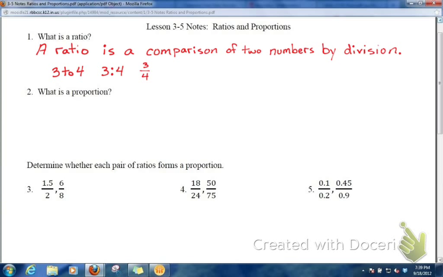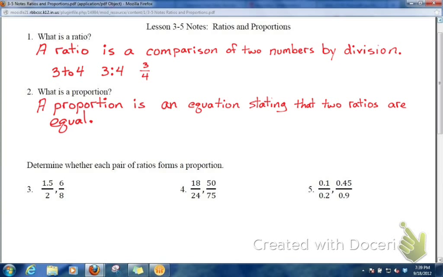So our next definition is what a proportion is. A proportion is an equation stating that two ratios are equal. So just simply an equation showing two ratios are equal. Another way to think of that is an equation showing two fractions that are equal. First example of that would be 2/3 is equal to 6/9.